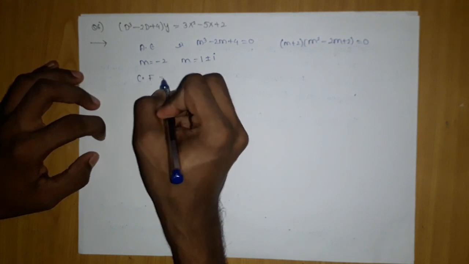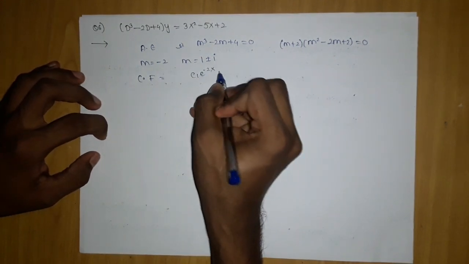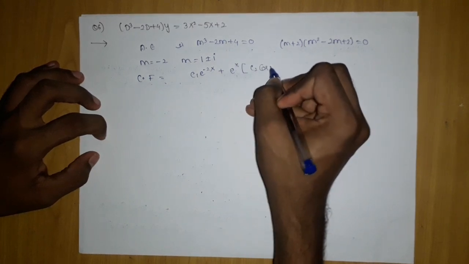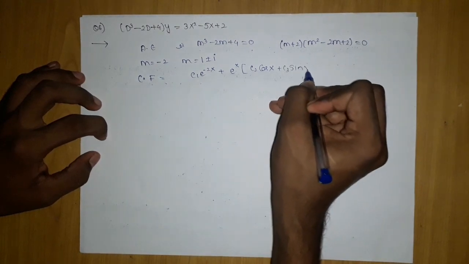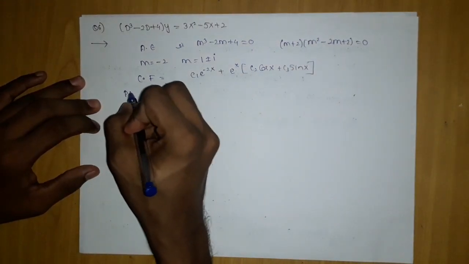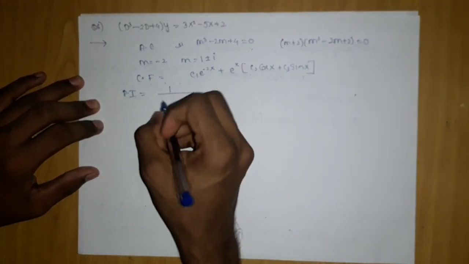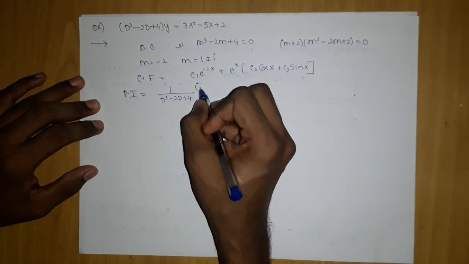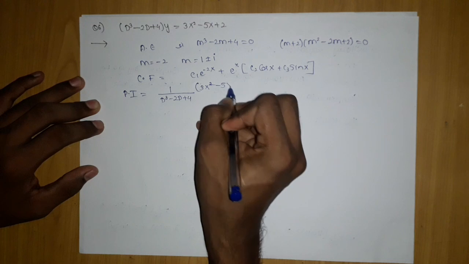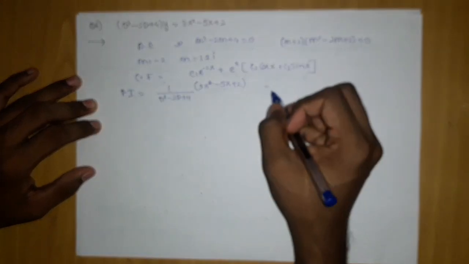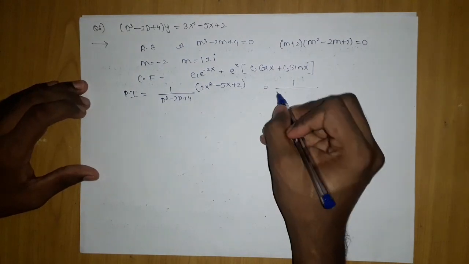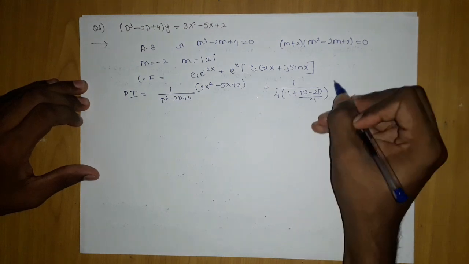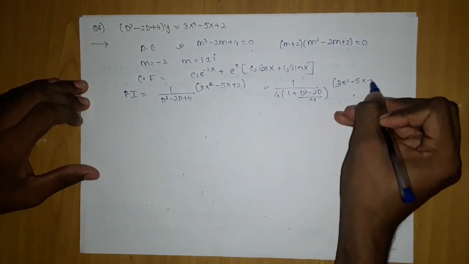Now you can get the complementary function, which is c1 e to the power minus 2x plus e to the power x bracket c2 cos x plus c3 sin x. After this you can get the particular integral, which will be nothing but 1 by (D cube minus 2D plus 4) into this polynomial 3x square minus 5x plus 2. After doing this, you have to take the lowest power outside. If you take the lowest power outside, you will be left with 1 plus (D cube minus 2D) by 4, and here 3x square minus 5x plus 2 will be there.